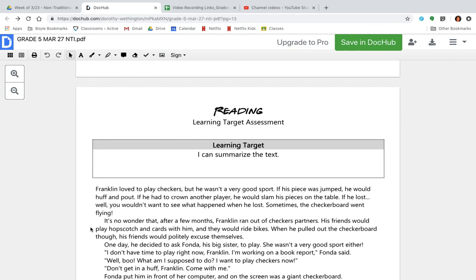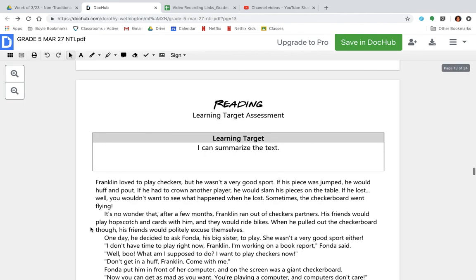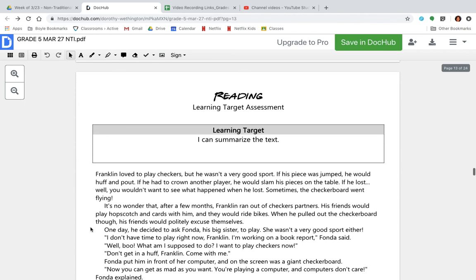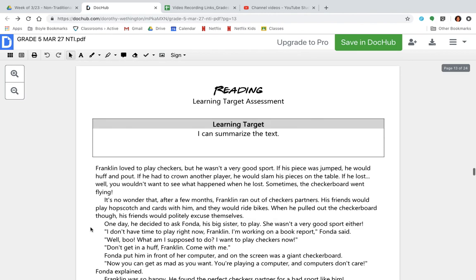It's no wonder that, after a few months, Franklin ran out of checker partners. His friends would play hopscotch and cards with him, and they would ride bikes. When he pulled out the checkerboard, though, his friends would politely excuse themselves. One day, he decided to ask Fonda, his big sister, to play. She wasn't a very good sport either.